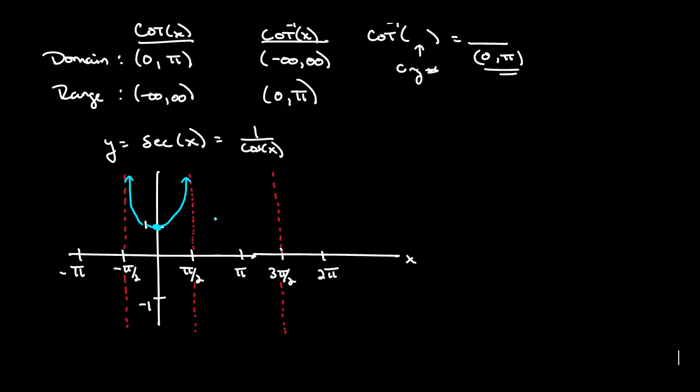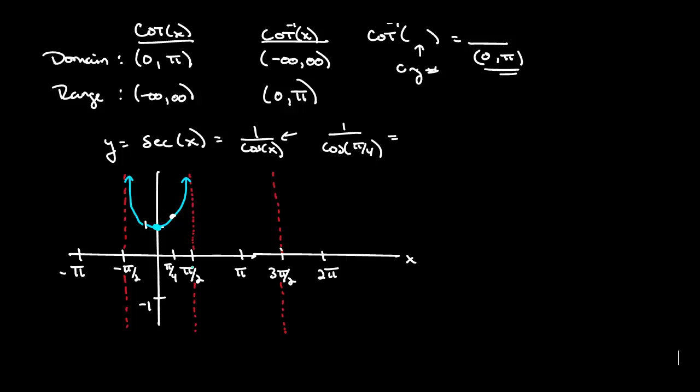If you don't believe me, my advice is take a value like pi over 4 and plug it into this guy right here. Take 1 divided by the cosine at pi over 4, and I bet you get a number out that's higher than 1. It's going to be somewhere right up here.